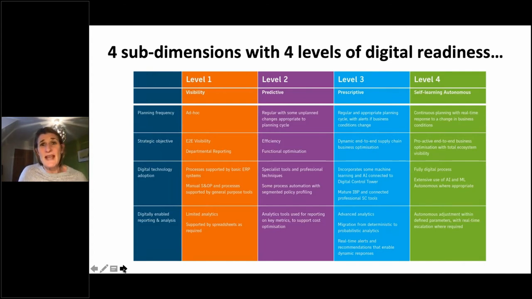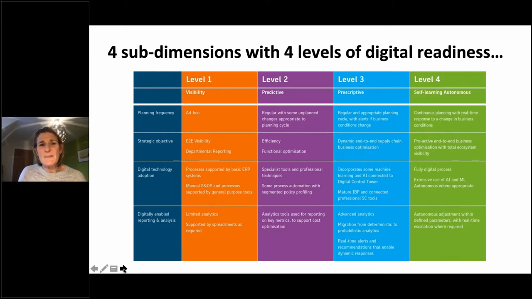We actually developed a supply chain digital readiness tool. And in fact, I can provide a link to you afterwards. You're welcome to go online and assess your own supply chain digital readiness and get your own report for free at the end. But essentially, against a number of different supply chain core processes within your business, we helped you to assess what level you were at.